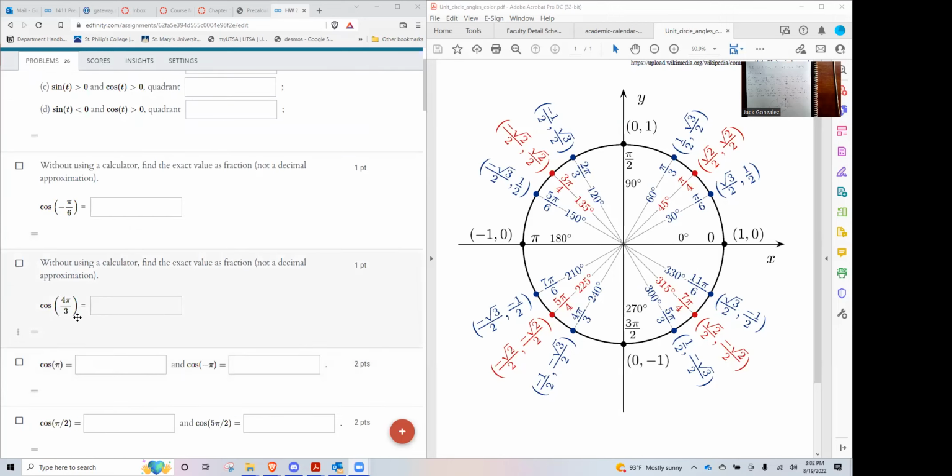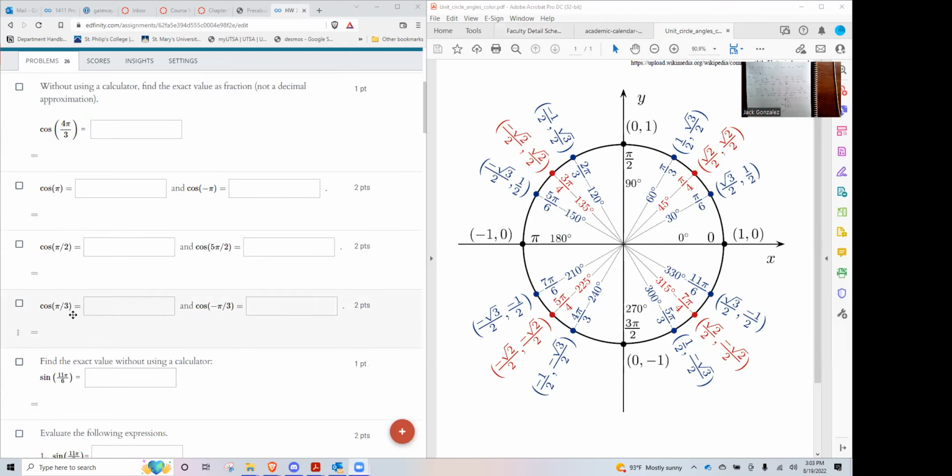Next one, number 3. Cosine of 4 pi over 3. So that's positive, so we go counterclockwise. 4 pi thirds is going to be right here. So positive direction right there. Cosine is asking for x, so you would just write negative half. Cosine of pi, well, it's right here. That's negative 1, the x value. That's it. So you just keep looking at the circle.